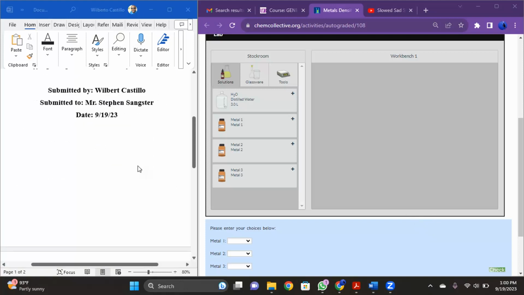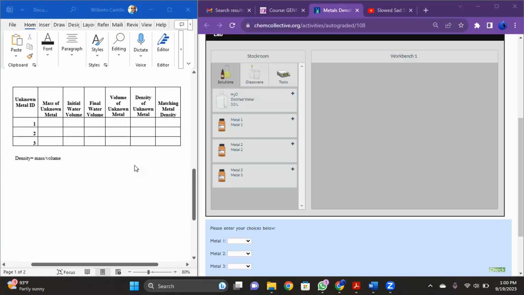Right, so here I created a little table on this left-hand side with the Microsoft Word document so we can record our data and figures as we go along. Now we're going to be using the technique of water displacement.